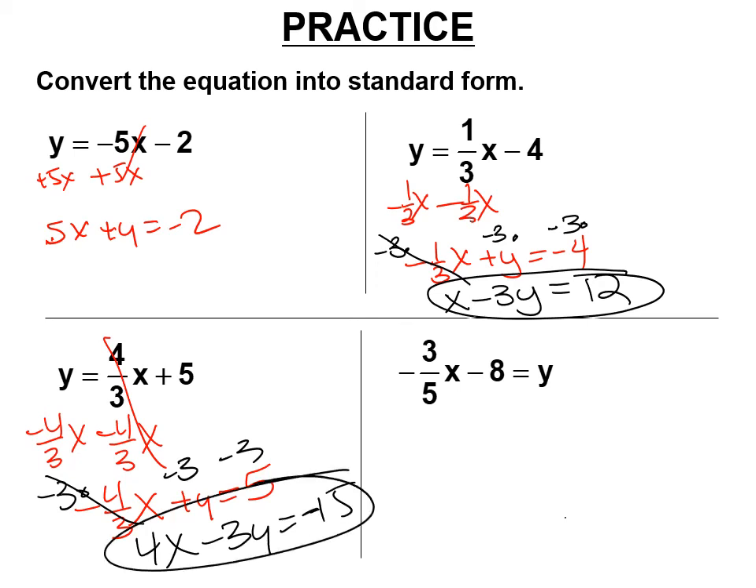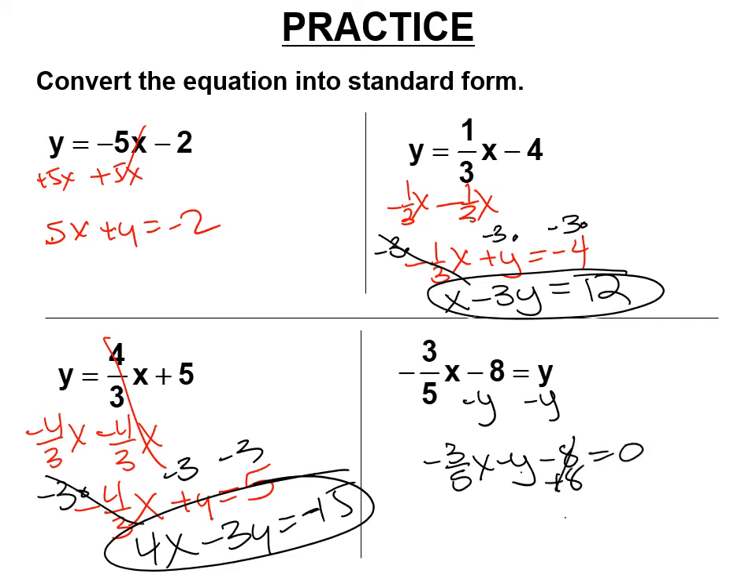All right. Ooh, look at this. Now, this one is not in slope intercept. These other ones started with y by itself. All right, so what do you do here? You got to get x and y on the same side. So what are we going to do? Well, I'm going to subtract y from both sides, and then I get -3/5 x minus y minus 8 equals 0. Well, I should write it out the long way. I'm trying to do two things at once.